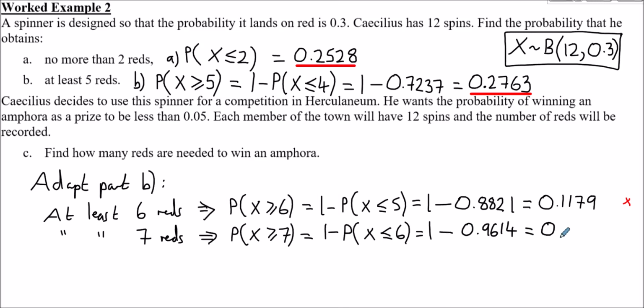That gives us 0.0386. And that is less than 0.05. That is less than 5%. And so we're good. And so for part C, how many reds are needed to win an amphora? 7 reds are needed.